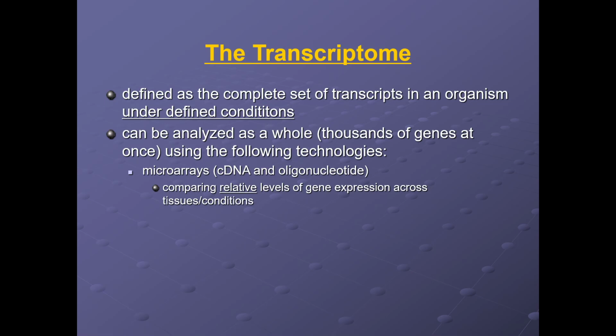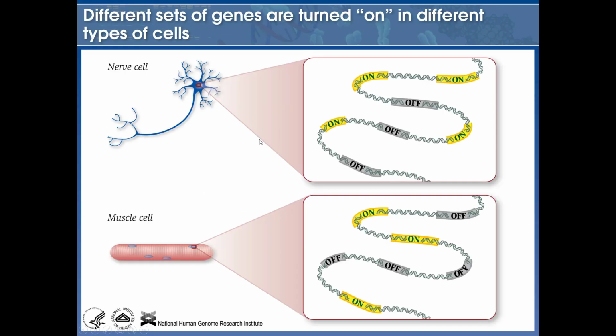Conditions could be exposure to certain stress factors, could be exposure to certain shock factors, could be just diseased versus healthy phenotype. Those would be different conditions. Or if you're working in developmental biology, you're looking at two different cell types, nerve and muscle tissue. Those are different conditions, and you are trying to establish how the transcriptome, the collection of all the mRNA molecules in the cell, is different in different cell types.